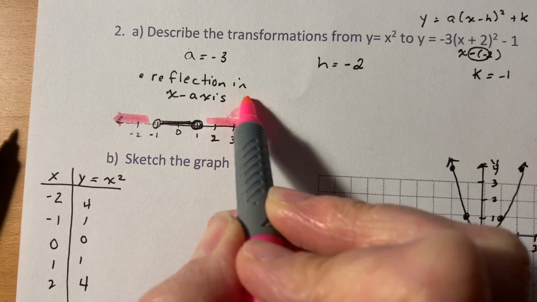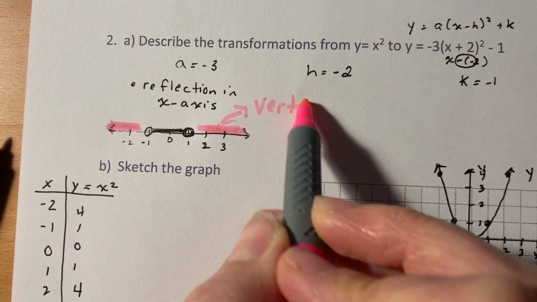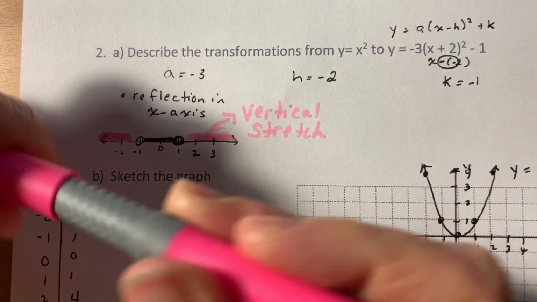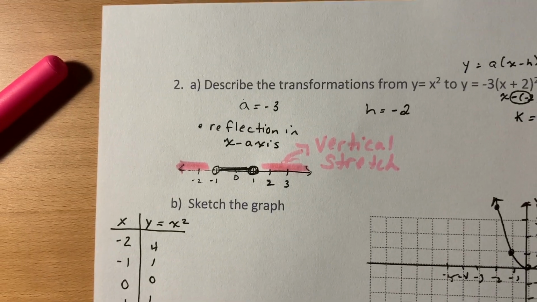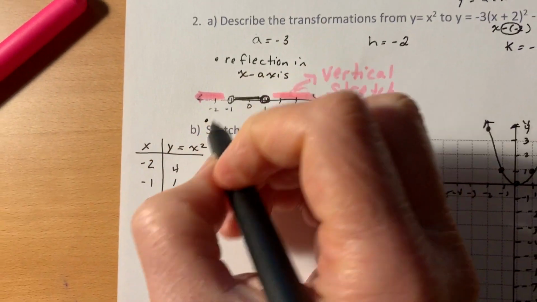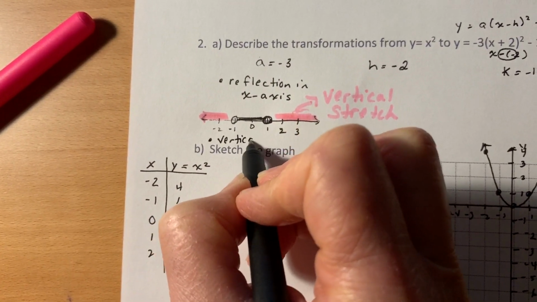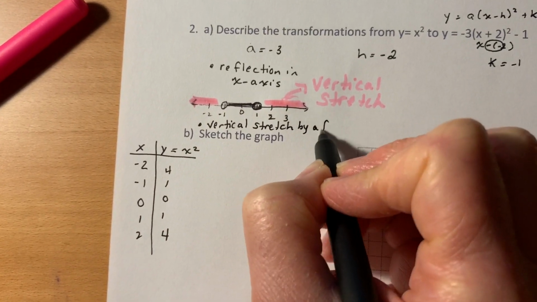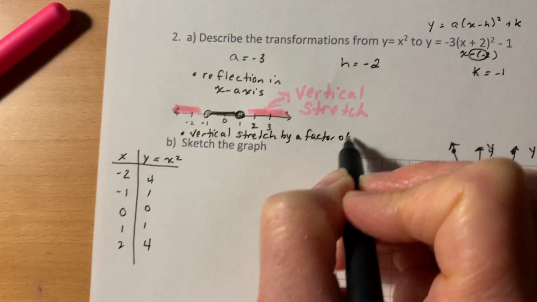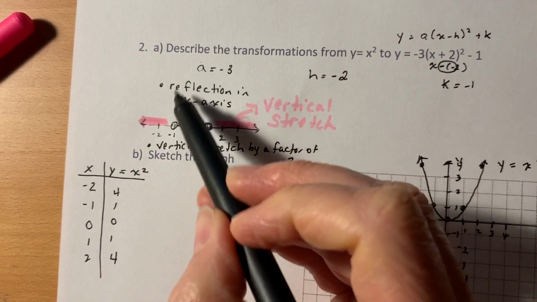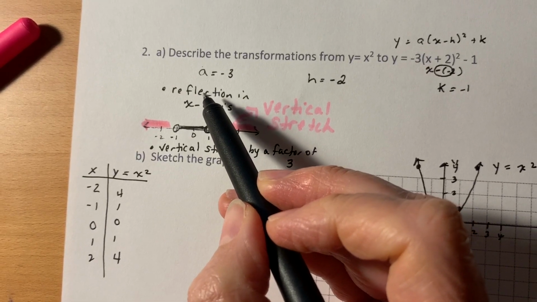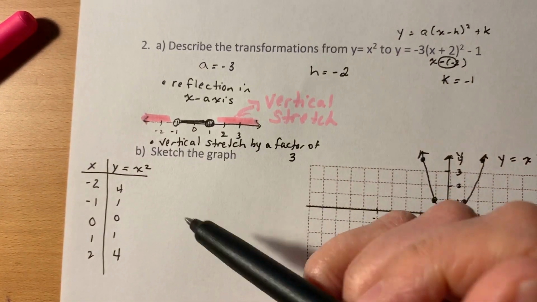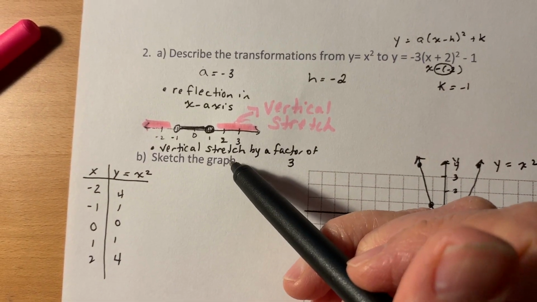This is a vertical stretch, which is what I've got. A vertical stretch means that it becomes more narrow. So here, I'm going to say I have a vertical stretch by a factor of 3. I don't write the negative because I've already talked about the negative right here, okay? So then I'm done with a. So I know this is going to open downward, and I know it's going to become narrower, or stretched.